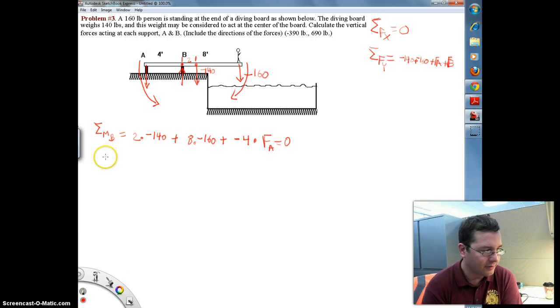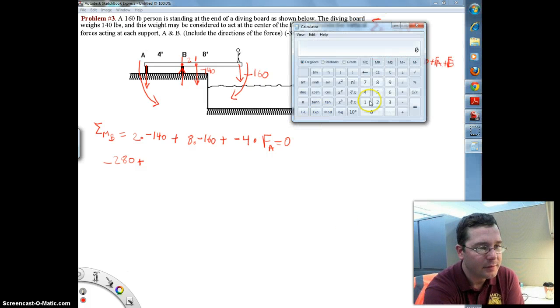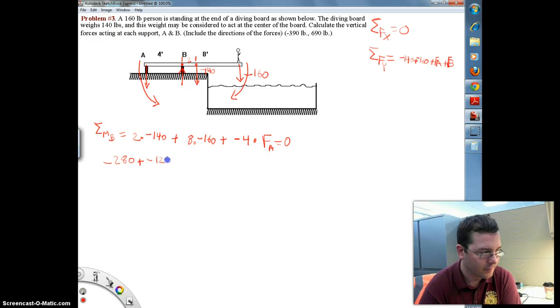Now, let's crunch some numbers. Negative 140 times 2 is negative 280. Negative 160 times 8. I can't do that one in my head, so we will pop up the calculator. Is negative 1280. Plus negative 4, force developed in A equals 0.